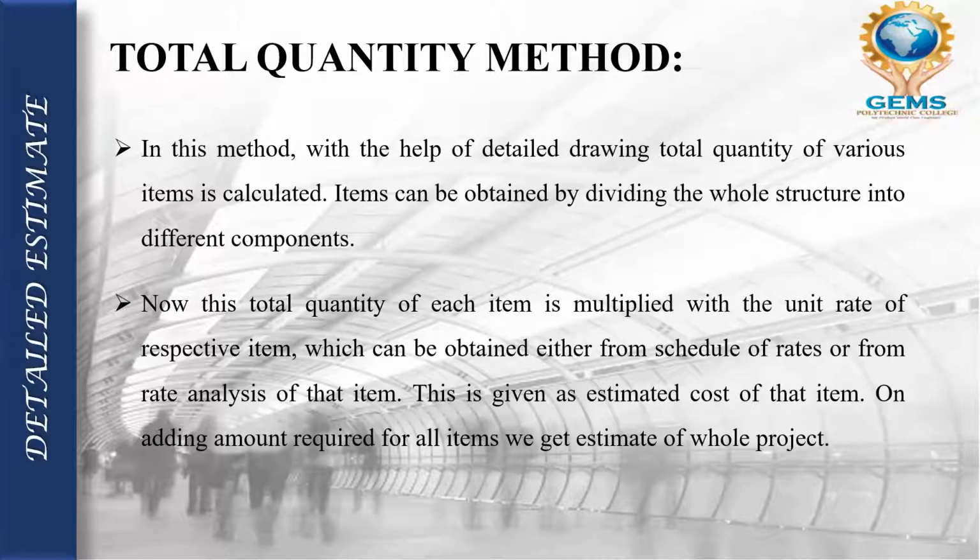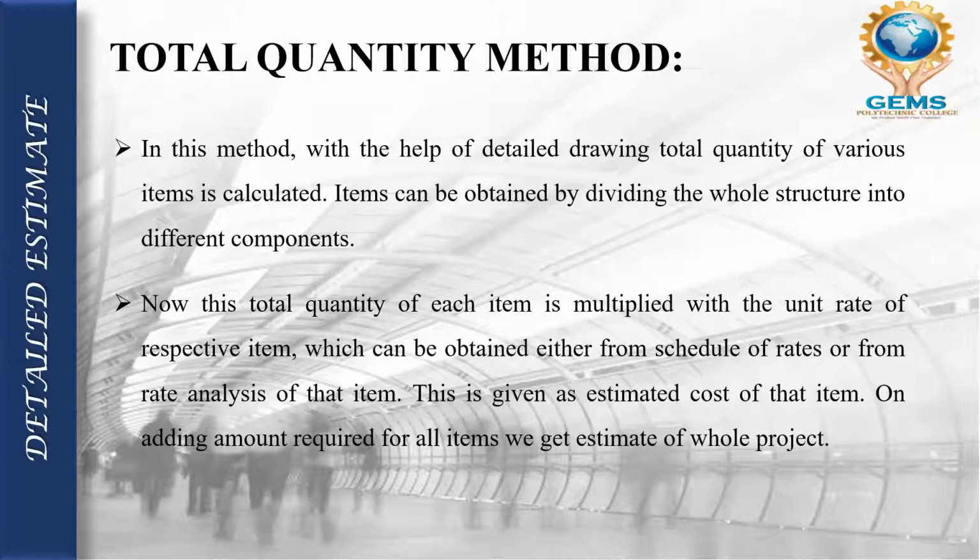Okay, so with the help of a detailed drawing, the total quantity of various items is calculated. First we have to divide the whole structure into different components. Now this total quantity of each item is multiplied with the unit rate of the respective item, which can be obtained either from the schedule of rates or from the rate analysis of an item.